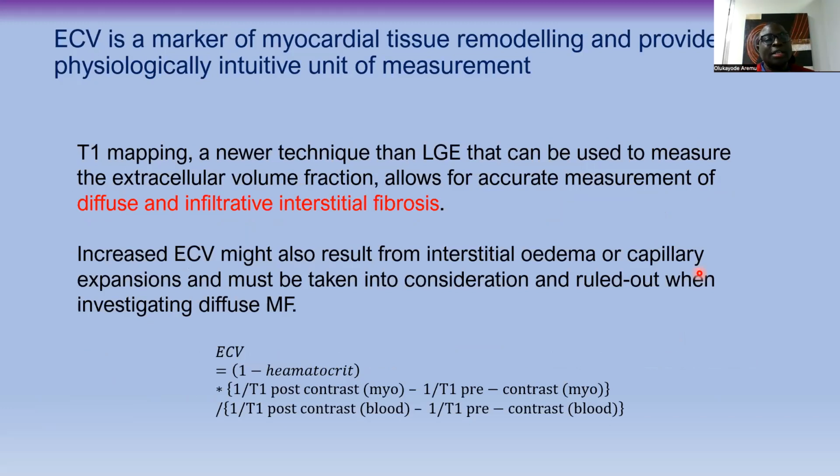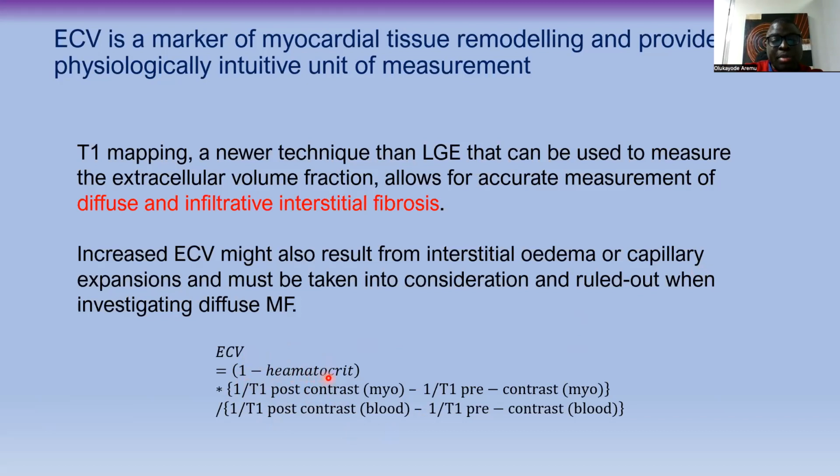Okay, so ECV is a marker of myocardial tissue remodeling, and this provides a physiologically intuitive unit of measurement. It is different compared to T1 mapping. Let me just say this: it is a derivative of the T1 value, T1 mapping, T1 relaxation times, and it makes use of hematocrit. So here I have also put the method of calculation. If you want to calculate ECV, this is it.